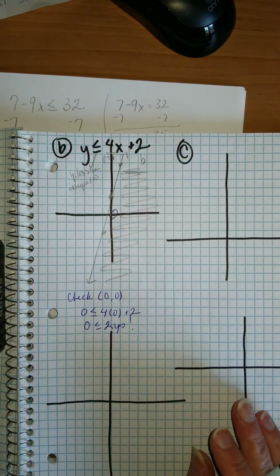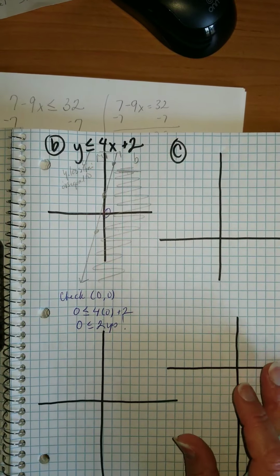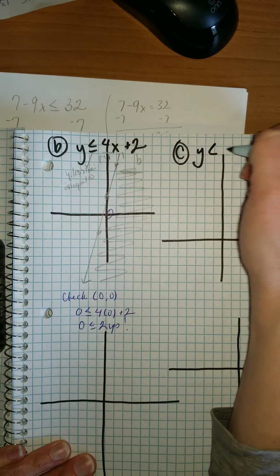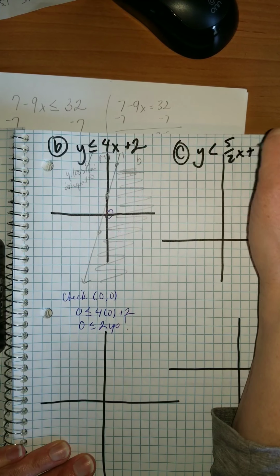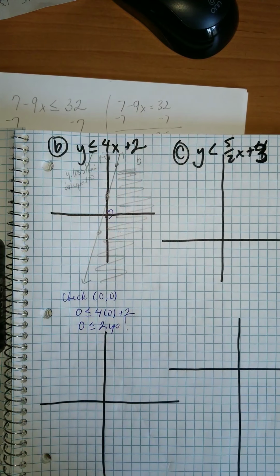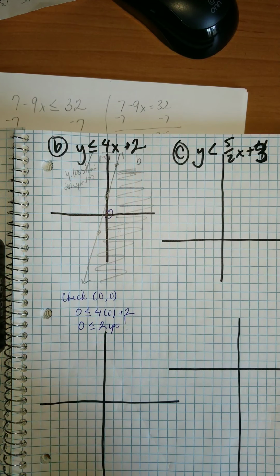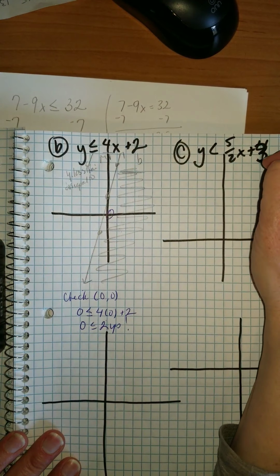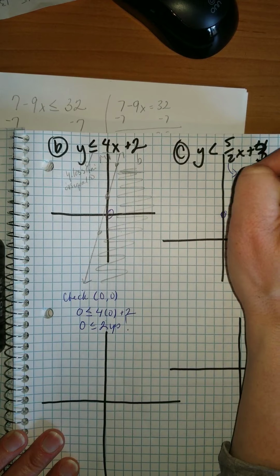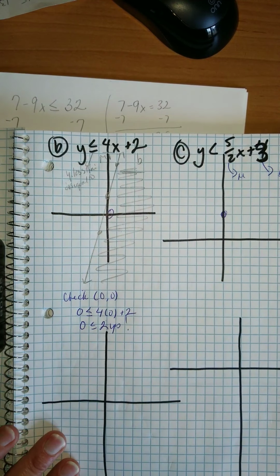Okay, that brings me to C. All right. C, I have y is less than 5 halves x plus 3. Sorry, a little 4 happy there. All right, so my first question is, what's my starting point? It's 3. And where is my moving point or my slope? It's right there. It's 5 halves.